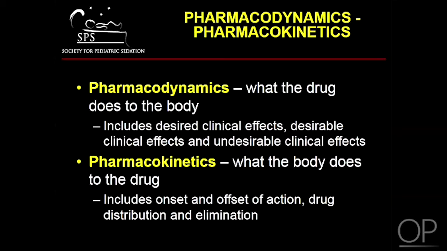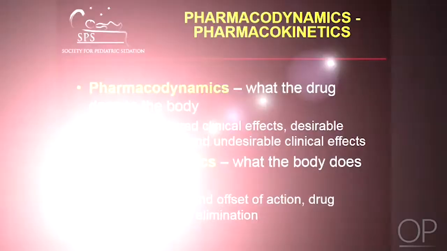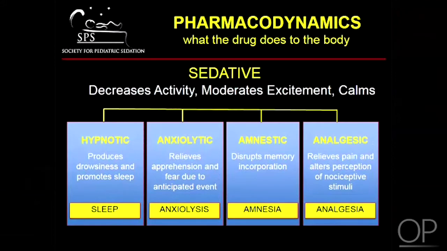The pharmacokinetics of a drug is what the body does to the drug and includes the onset of action, offset of action or duration, distribution and elimination. In order to optimize patient safety, sedative effectiveness, and procedural success during procedural sedation, the drug's pharmacodynamic and pharmacokinetic profile must be well understood. From a pharmacodynamic standpoint, sedative drugs decrease activity, moderate excitement, and calm the patient.